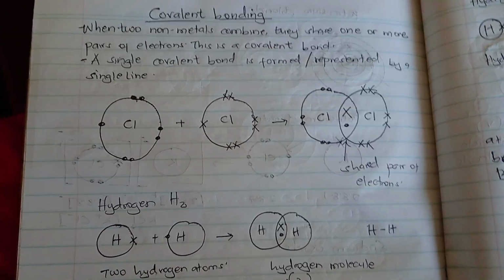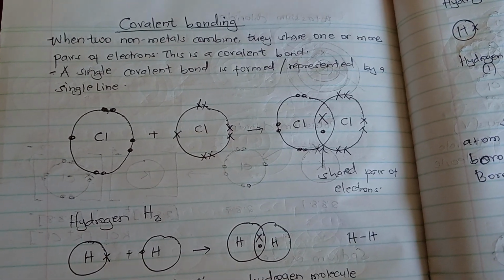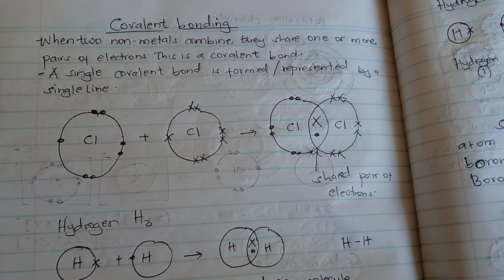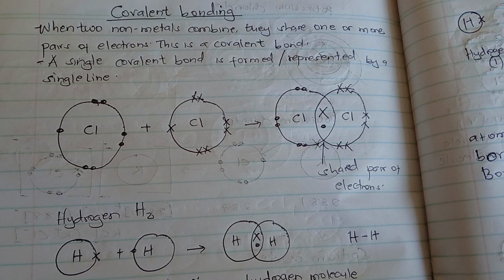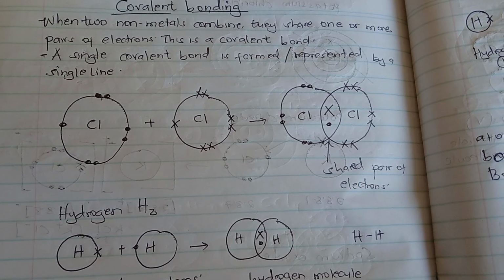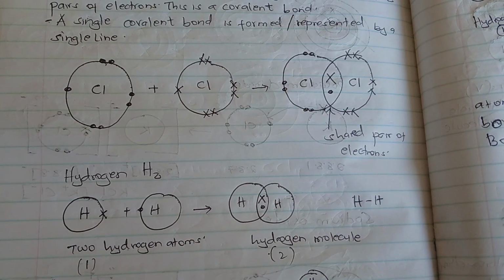Covalent bonding is a type of bonding that is present in nonmetals. So when two nonmetals combine, they share one or more pairs of electrons, forming a covalent bond. For a covalent bond, only the outer shell electrons are drawn.